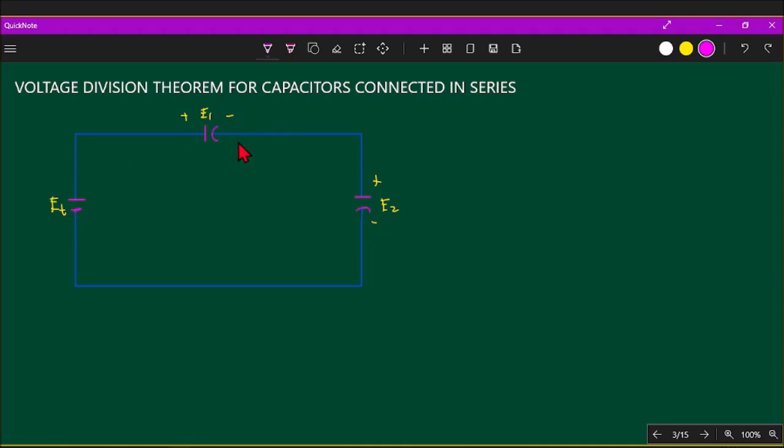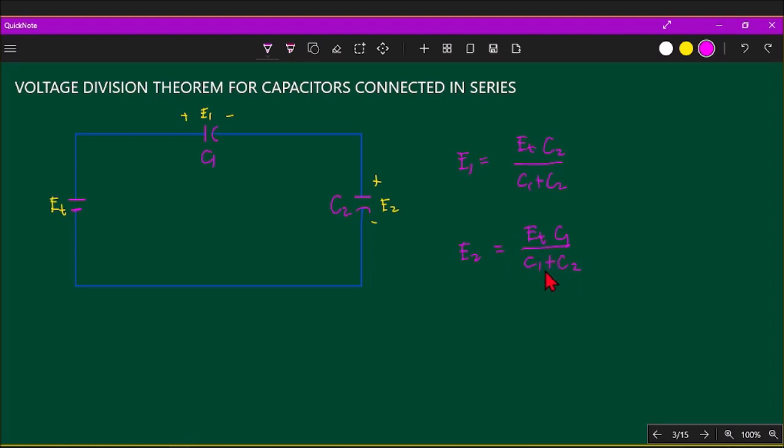So we have here our two capacitors connected in series. For this one, we can apply the voltage division theorem for capacitors connected in series. It is similar to the voltage division theorem for resistors. For example, if we are going to get E1 here, we just say that E1 is equal to the total voltage or the voltage supply times C2 over the sum of the two capacitors, C1 plus C2. Now if we are going to solve for E2, or the voltage on our capacitor 2, we have E2 equals E_T times C1 over C1 plus C2.